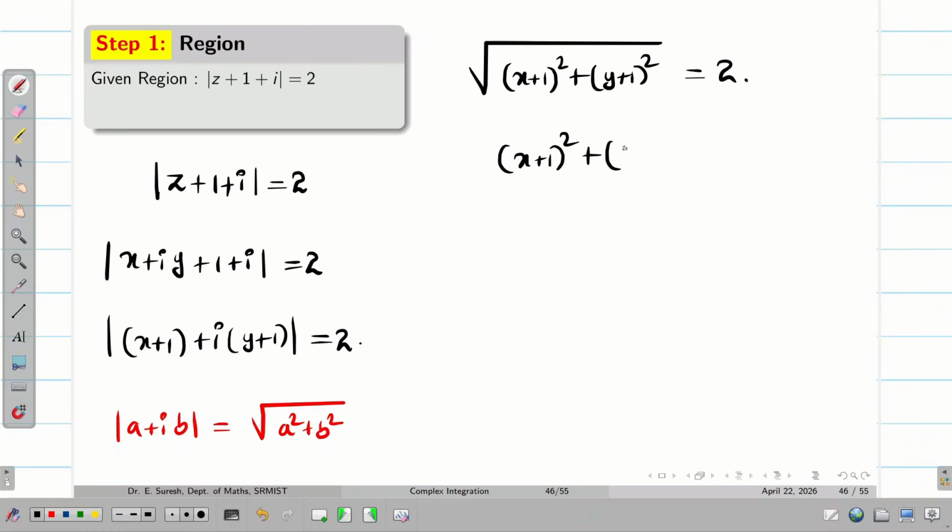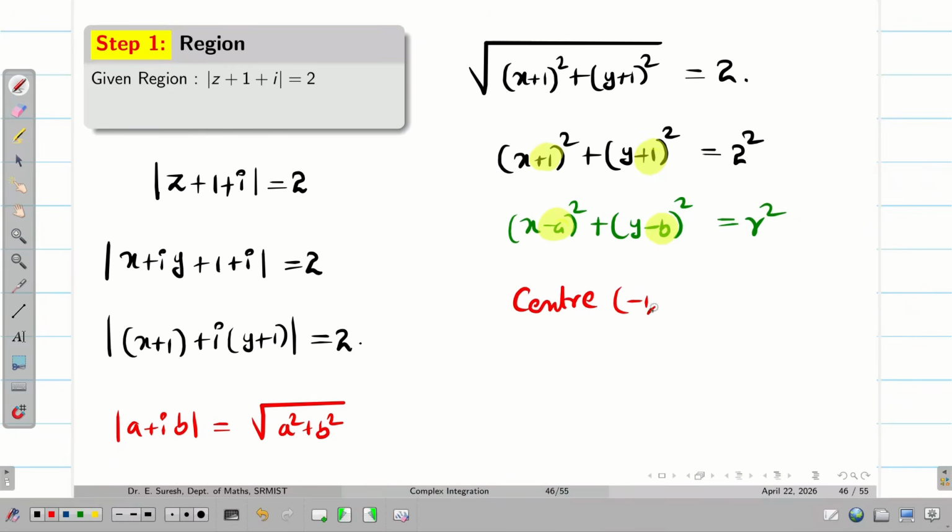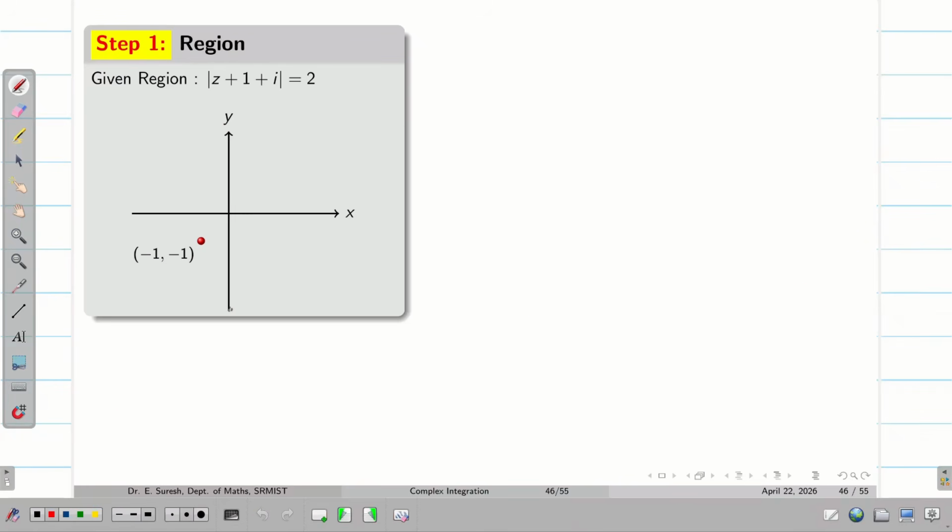Squaring on both sides, we get (x plus 1) whole square plus (y plus 1) whole square is equal to 2 square. We know the general form of a circle: (x minus a) whole square plus (y minus b) whole square is equal to r square. Comparing these two, we can easily write the center as (minus 1, minus 1) and the radius is 2. Now let us draw the diagram. The center is (minus 1, minus 1) and the radius is 2. So we can easily draw the circle and mark the radius.